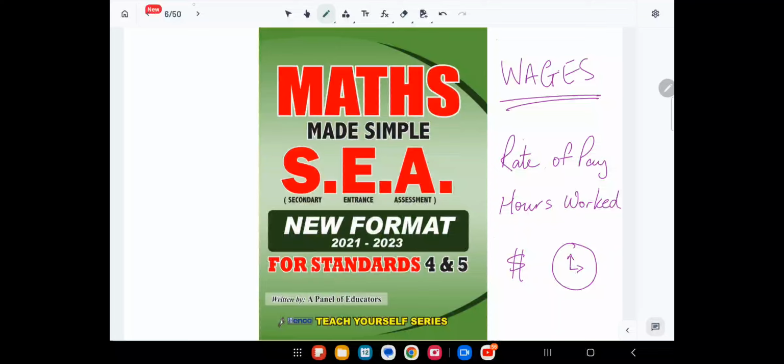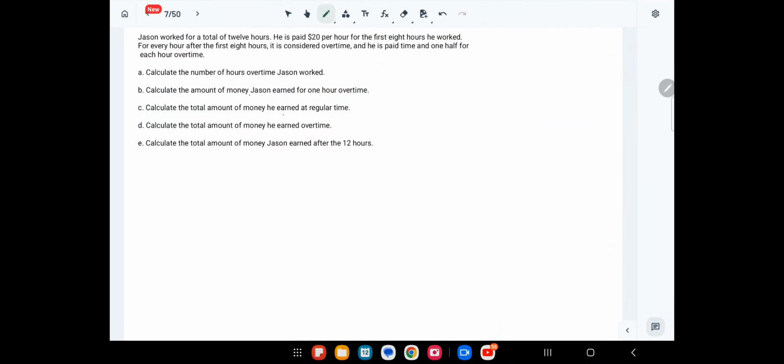Alright, so today we are dealing with wages. Wages refer to the amount of money you work for after a given number of hours. So we have what is known as regular time, overtime, regular time rate, overtime rate, and all these things pertain to wages.